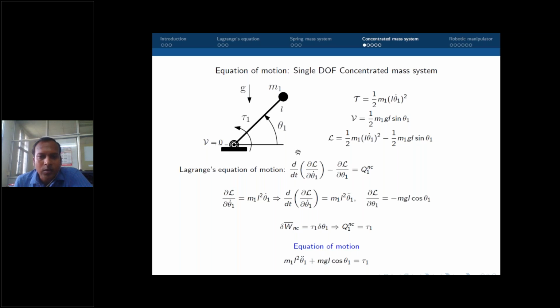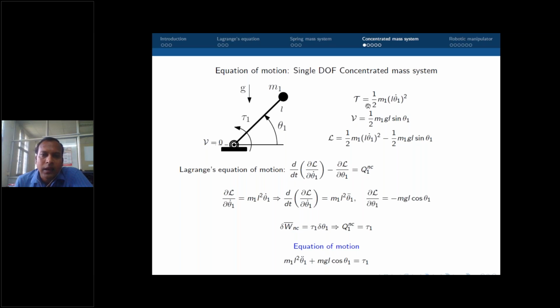So first, let us write down the Lagrange's equation of motion. Below this figure, I have written the Lagrange's equation of motion. Again, this is a 1 degree of freedom system, so we will have one Lagrange's equation of motion, and the generalized coordinate that we are using here is theta 1. So we need to calculate the derivative of the Lagrangian with respect to theta 1 dot and theta 1. And the generalized force related to the externally applied torque acting at the hinge point needs to be determined.